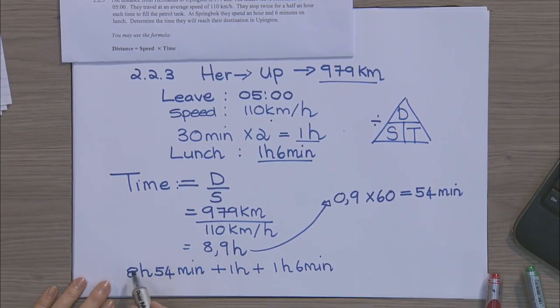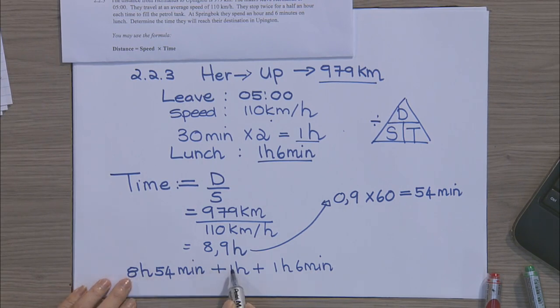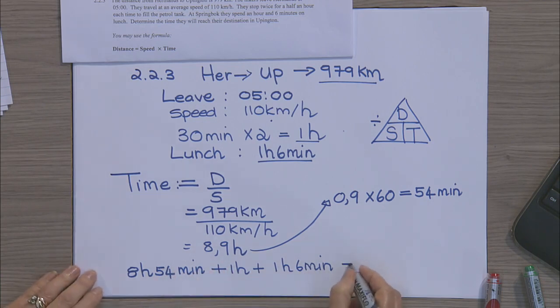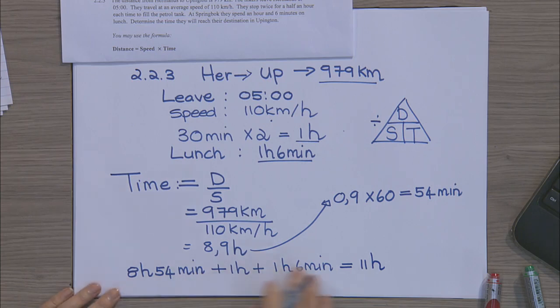So, in total, when I add everything up, 8 hours plus another 1 hour is 9, plus another 1 hour is 10. 54 minutes plus 6 minutes is another hour. So in total, this is 11 hours it took me for the whole journey.